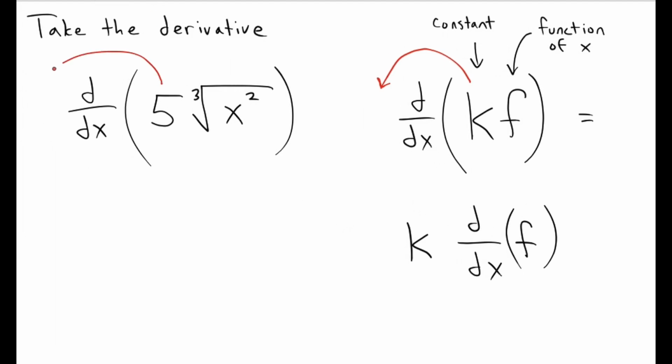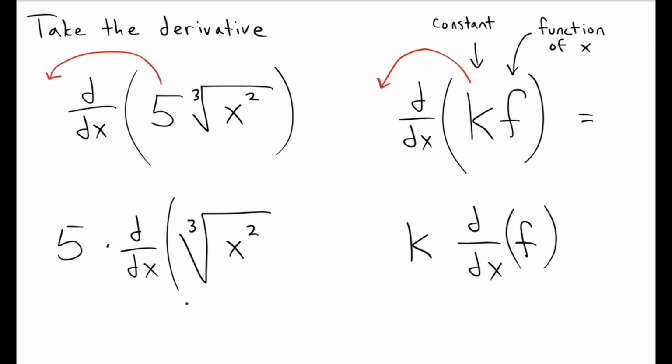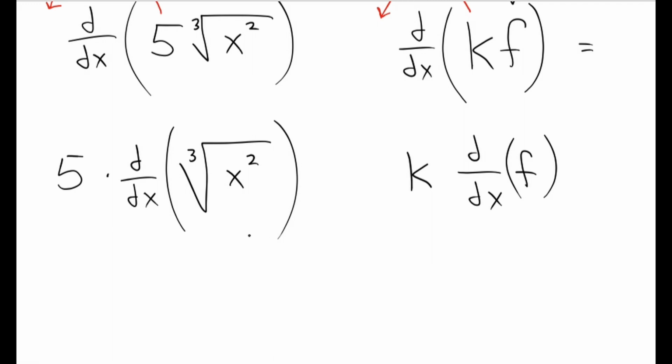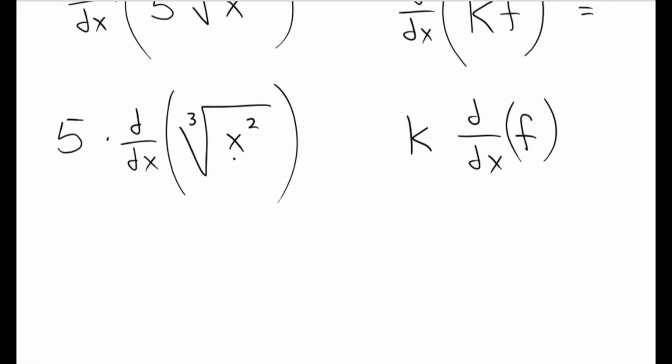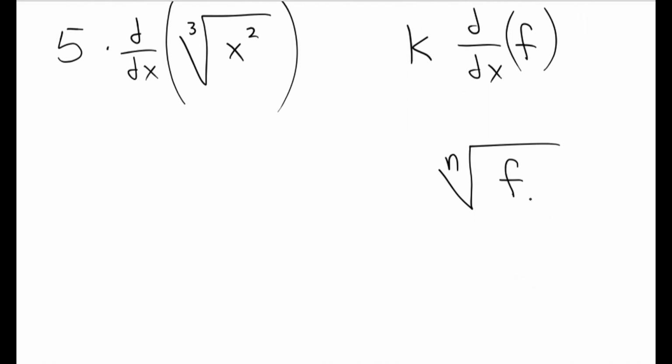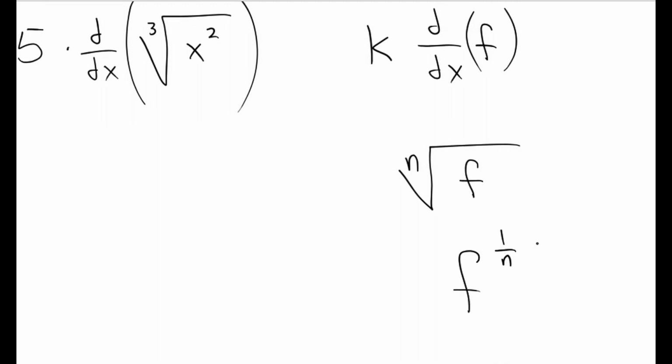So in that same sense, I can bring the 5 out front and make this 5 times d over dx of the cube root of x squared. And I'll just focus on differentiating this part. Later, I'll multiply the 5 back in. You want to rewrite your expression with a rational exponent. We have this rule that if you ever have an nth root of a thing, then that can be rewritten as f to the 1 over n. That's the rule for roots.